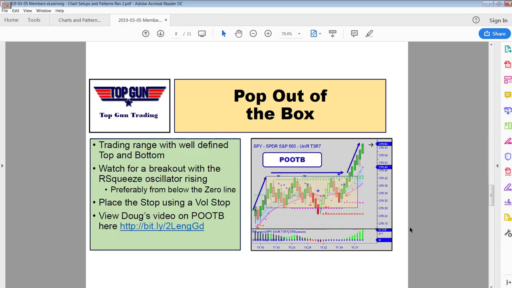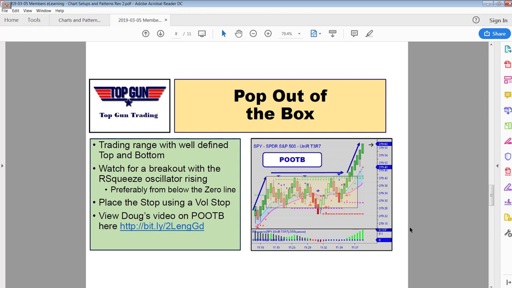All right, let's go on to the next one, the pop out of the box. Now, each of these has a pro and a con, a bullish and a bearish case. I'm focusing primarily on the bullish case, but the opposite would happen if you wanted to talk about the downside. The first thing you look for in the pop out of the box is some sort of well-defined top and bottom, some range, both vertically and over time horizontally.